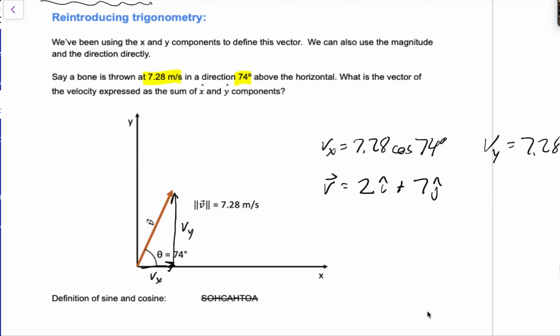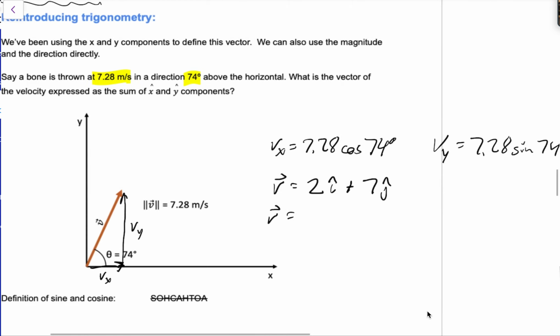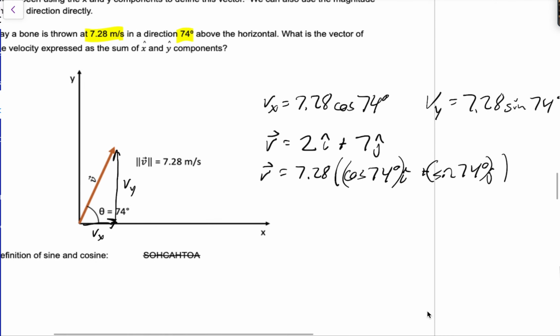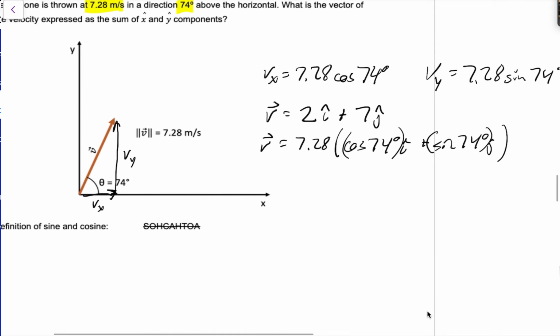I should have done this intermediate step where we have 7.28 times cosine of 74 degrees times i hat plus sine of 74 degrees times j hat. Maybe we put these in parentheses so that the i hats and j hats don't look like they're being taken as sine of, multiply all that times 7.28 and we get that vector. Note that this point in here is the unit vector, and this here is the magnitude of the vector.